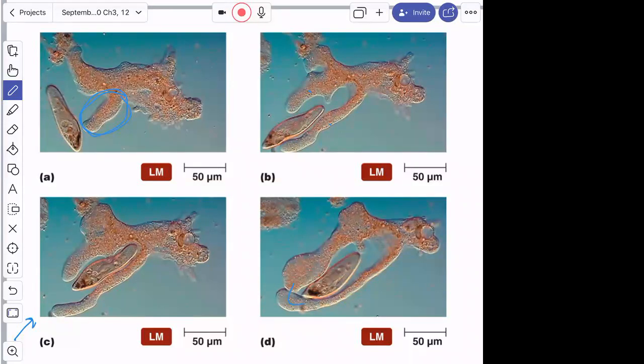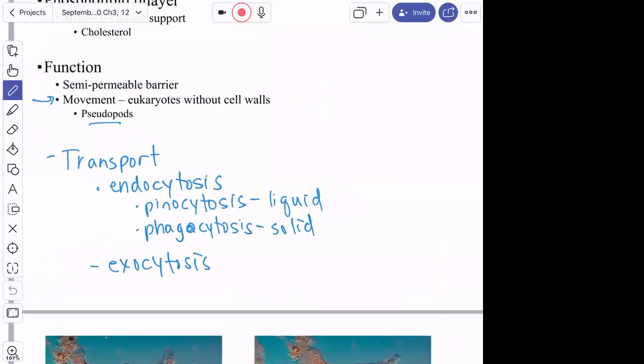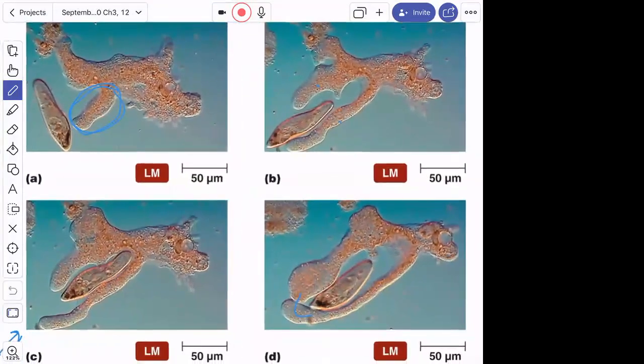And exocytosis is just when the organism is getting rid of some waste, typically. Okay, so we'll see that in action when we talk a little bit further about what happens to whatever is getting phagocytized and how the organism breaks that down.